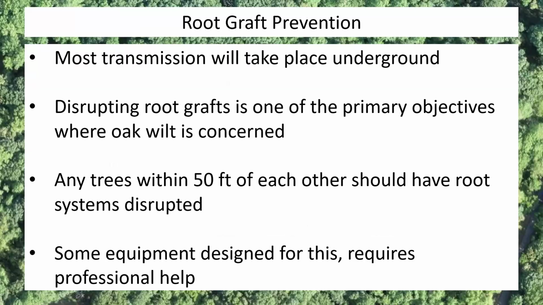Now, like I said, transmission is most likely going to take place underground. Root grafts are going to be the biggest source of issue because all you have then is you have one oak that's connected to several others that can then act as a point of spread that we'll never see. So that means disrupting those root grafts becomes the primary objective. Any trees within 15 feet of each other need to have their root systems disrupted. And this takes equipment and it takes professional help.